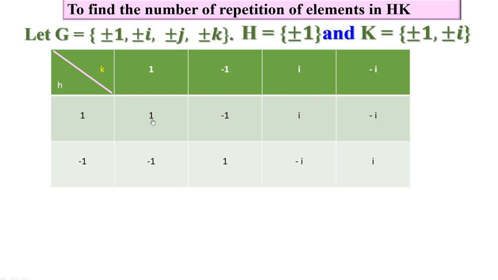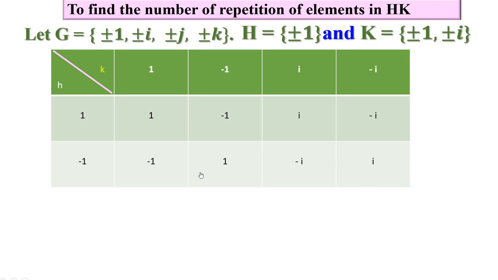So 1 with 1, we have the same because 1 is the identity element in that group, so you'll get the same. Now coming to this minus 1, you have minus 1 into 1, minus 1, minus 1 into minus 1, plus 1. Minus 1 into i gives you minus i, minus 1 with minus i gives you i.